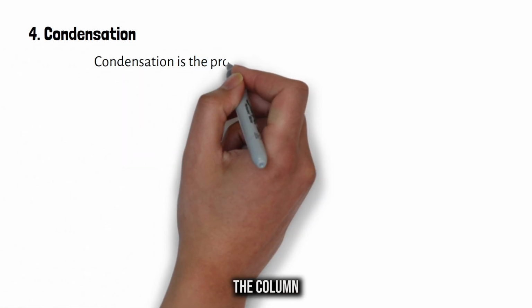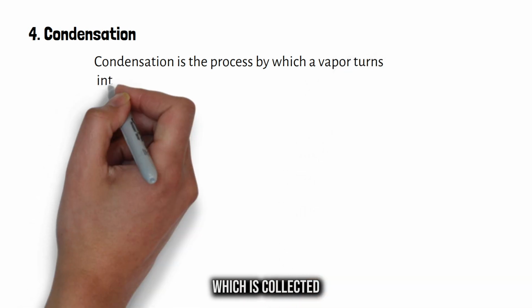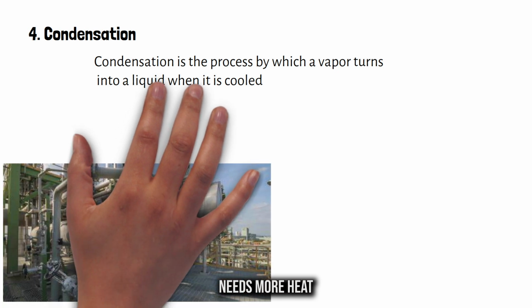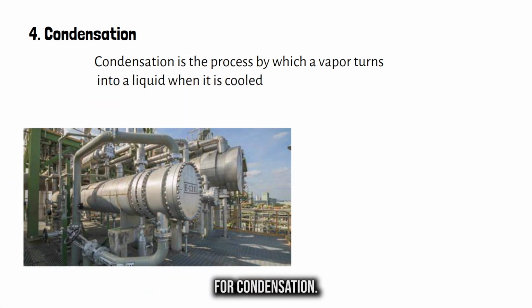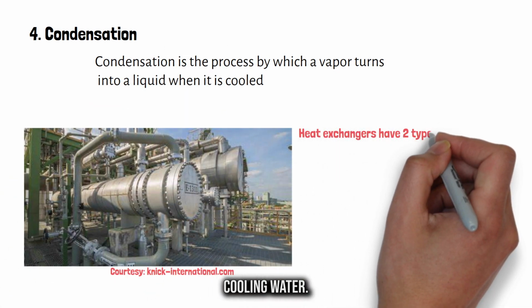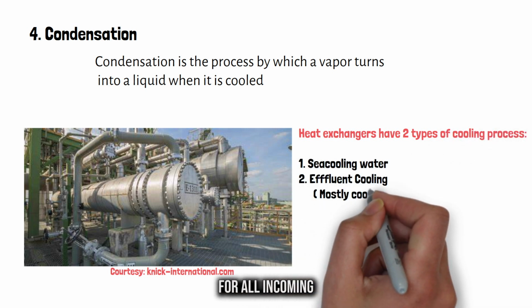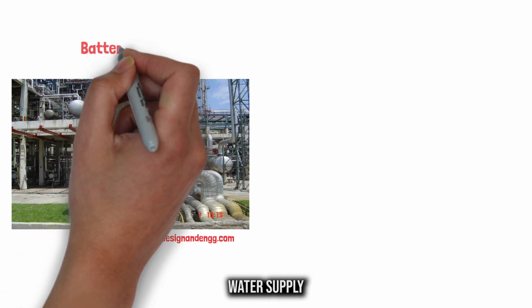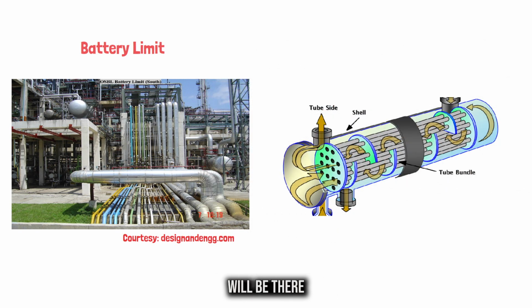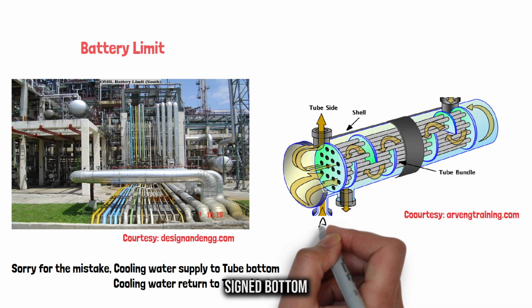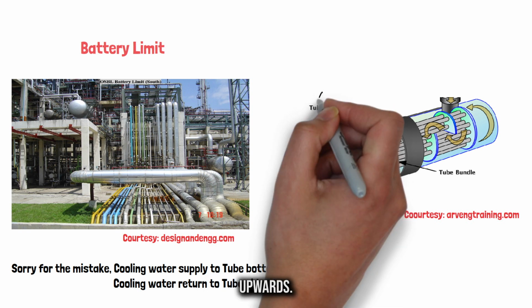4. Condensation. The vapor at the top of the column is condensed into a liquid, which is collected as the overhead product. This part of the process needs more heat exchangers. Mostly for condensation, exchangers work with sea cooling water. In every unit battery limit, the battery limit means a junction for all incoming and outgoing pipelines. In the battery limit, there is a sea cooling water supply, and a return line for every unit. The supply line connects with the exchanger shell side bottom, and the return line connects with the shell side top.